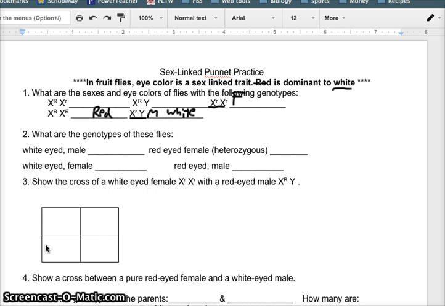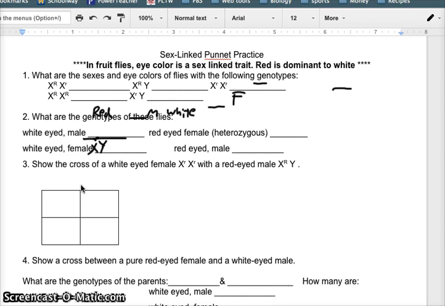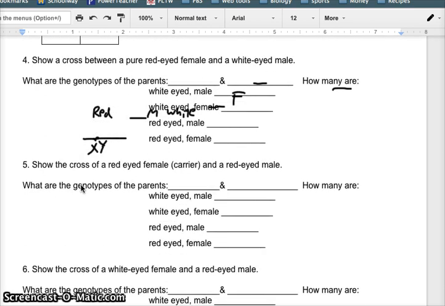This one asks for the genotype, so now you go the opposite. This is a male, so it's XY. And it's white-eyed, so that means it has a little r on top of the X. Remember, nothing goes on the Y. And then you would just do that for the rest of them. And then, remember, you just do some Punnett squares on this.